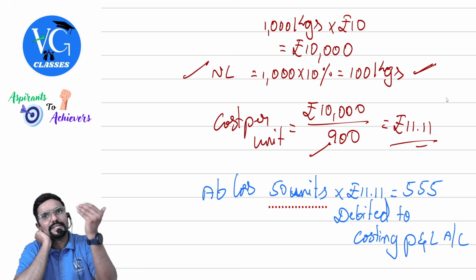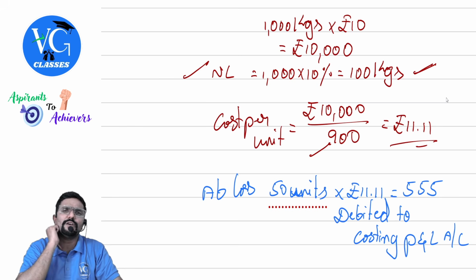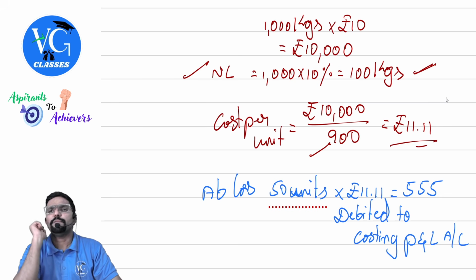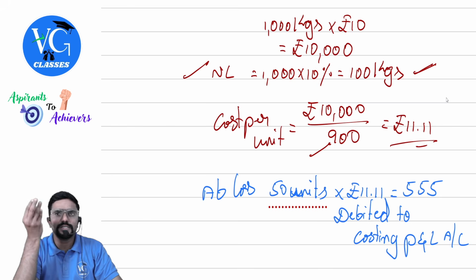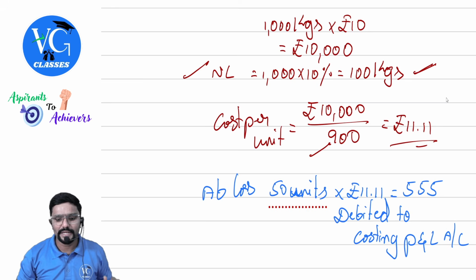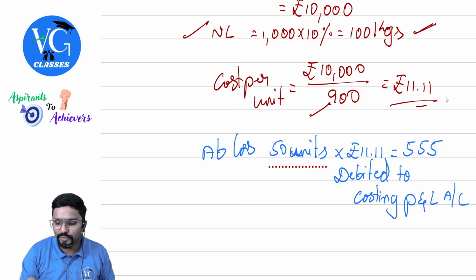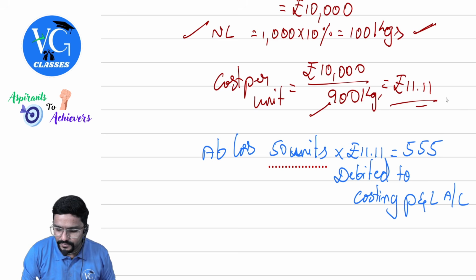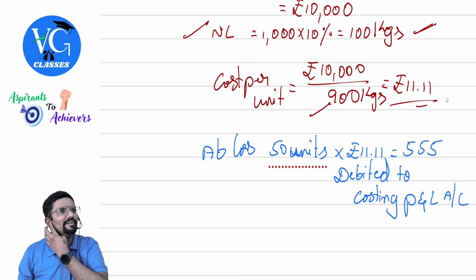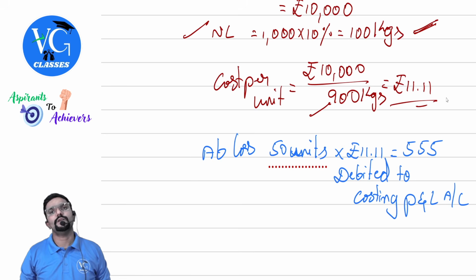Now, in my case, I purchased 1,000 kgs at 10 rupees each. Total cost was 10,000. But out of that, normal loss is 10%, which is 100 kgs. So the cost of this 100 kgs will be borne by whom? Remaining 900. So for that 900 kgs, what would be the cost per kg, sir? 11.11. Now, did it increase? Yes, from 10 to 11.11. Why, sir? Because of this normal loss.